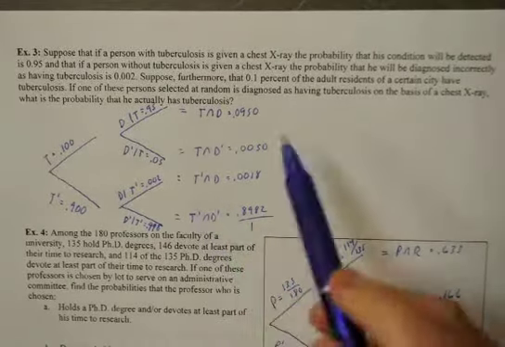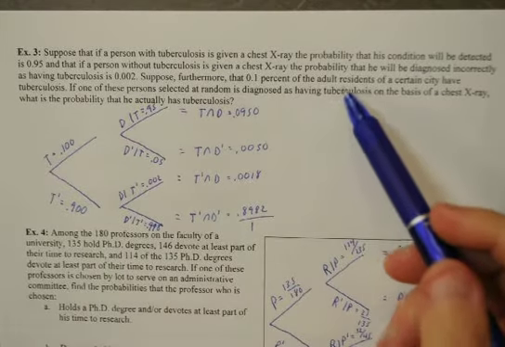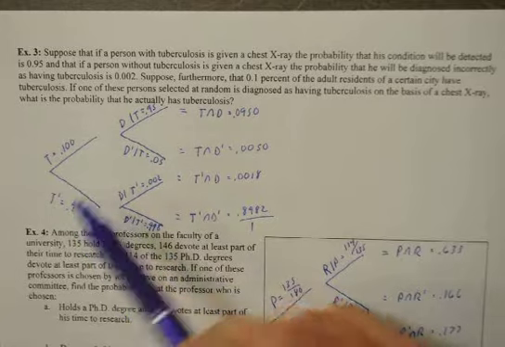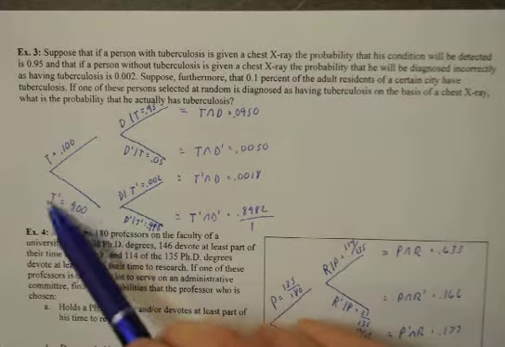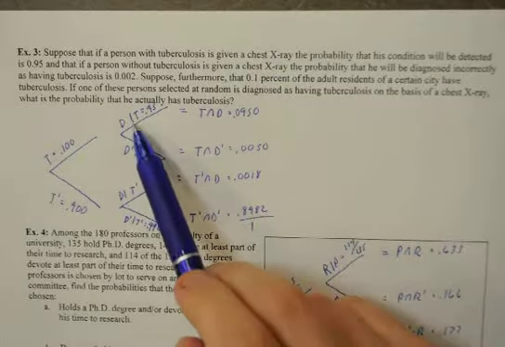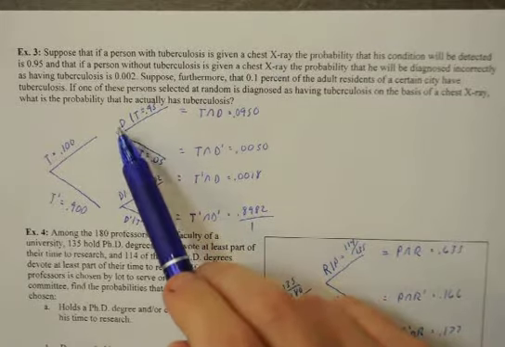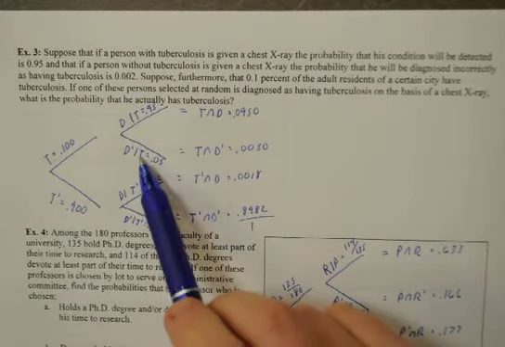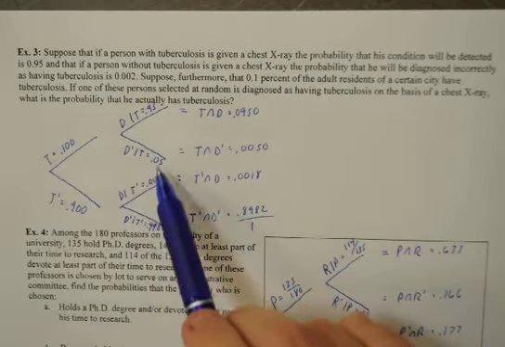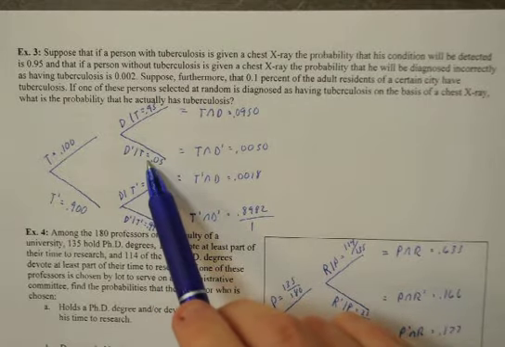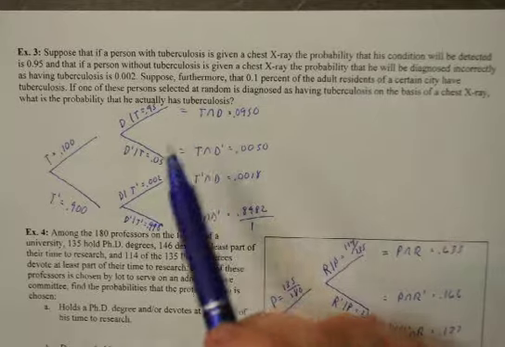I'm going to go ahead and fill in the rest of this chart. So you've got tuberculosis or not tuberculosis. Most people do not have tuberculosis. And then you get tested. If you have tuberculosis, you get detected 95% of the time. If you have tuberculosis and you do not get detected, that's 5% of the time. That sucks because these people think that they don't have tuberculosis.